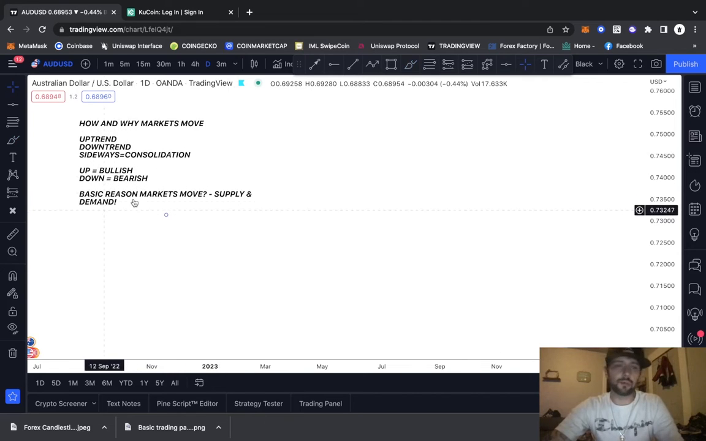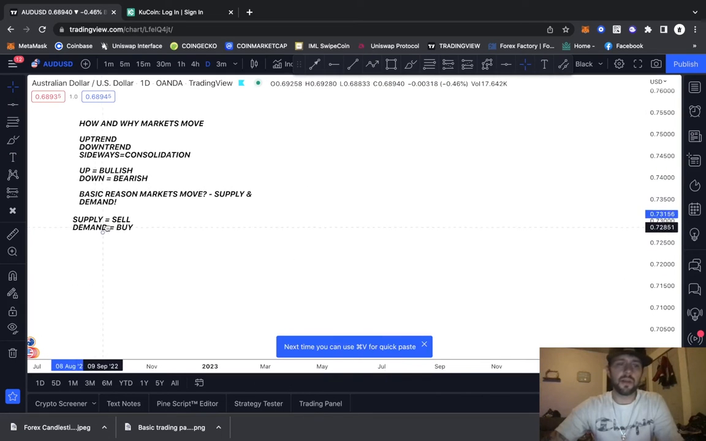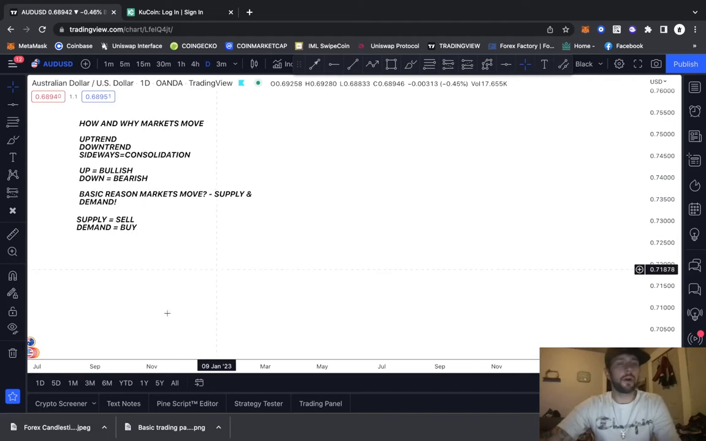And what's the basic reason that markets move? Supply and demand. If I was going to write something else up here, I would write supply equals sell, demand equals buy. Okay? Typically, or almost all the time, demand zones will be at the bottom, supply zones will be at the top, sell at the top, buy at the bottom. It's just really basic stuff.